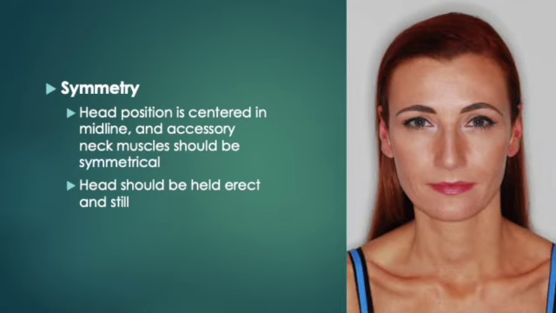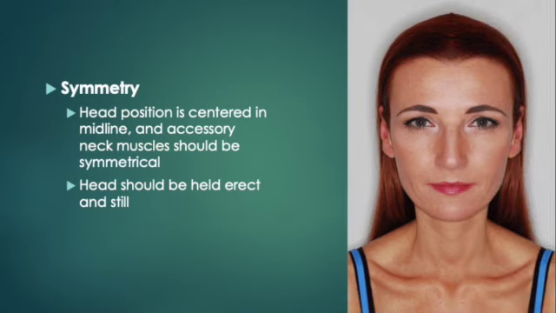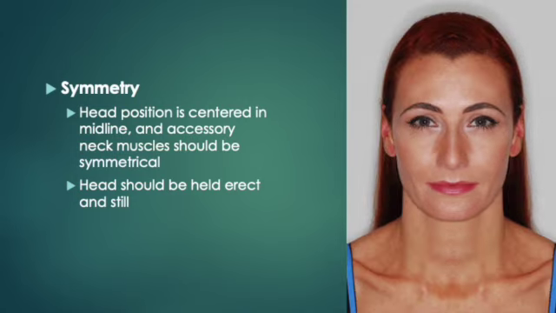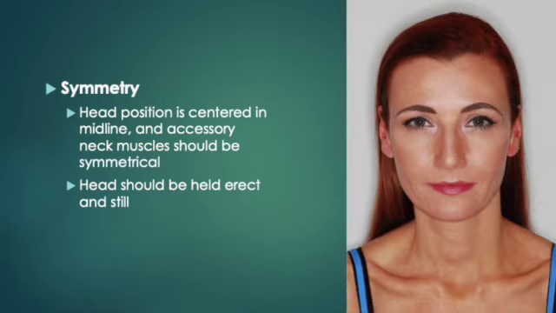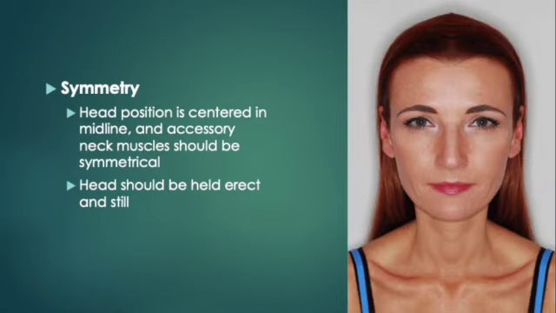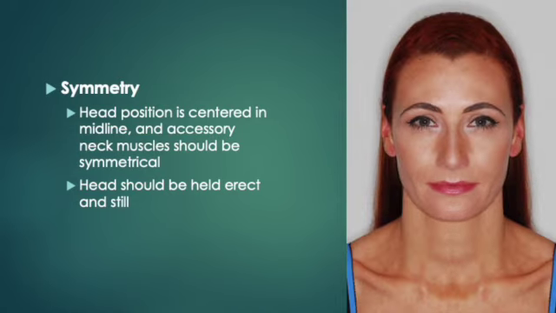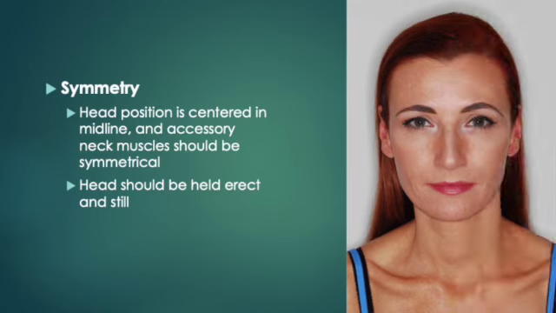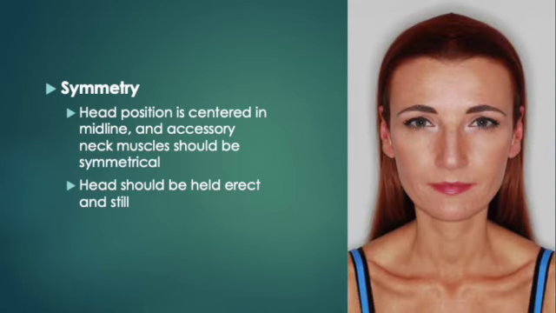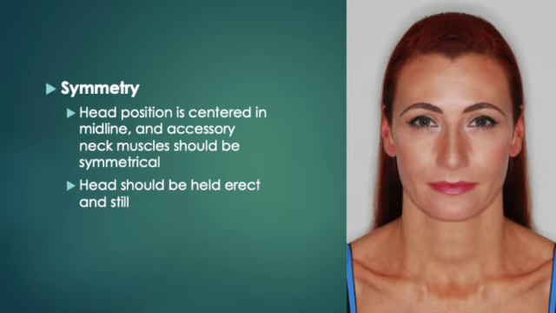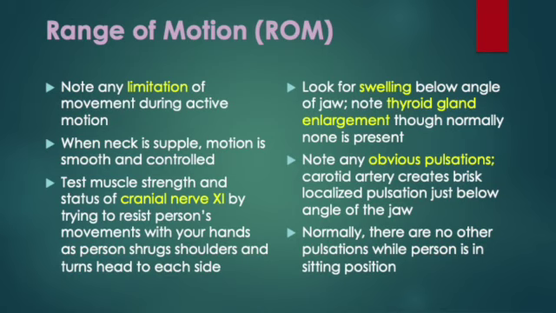So again, looking for symmetry, making sure that the head is positioned centered and midline, and you want to line that up to the trachea, and you're lining that up to the sternal notch. And all the accessory muscles, the neck muscles, they should be symmetric on each side as well. Also note, can the person hold their head erect and still?